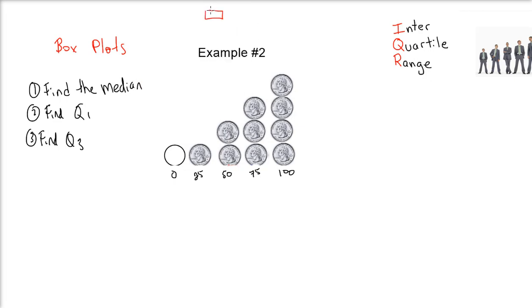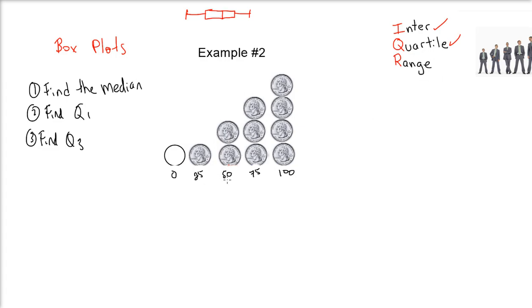They look like this. There's a box that contains 25% of all the values, and there's another box that contains 25% of all the values, and that contains the maximum, and the minimum number is going to be on the left-hand side. For example, we're going to be finding the interquartile range. Inter means between, quartile means they're divided into quarters, and range is a number.